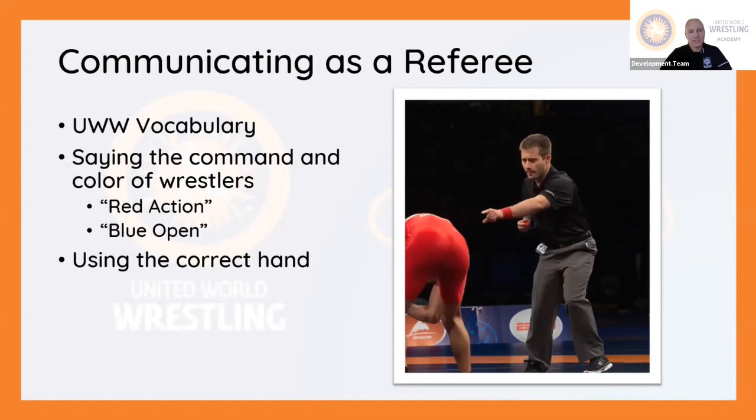Also, another important part is using the correct hand. If you're talking to the red wrestler, you should be using your red hand. For example, I'm taking a look at a picture here of Sam Julian, and I'm not sure what Sam is saying, but I know he's talking to red. That's such an integral part of this process, because not everybody in the competition venue will be able to know what you're saying to the wrestler, but they all know who you're talking to based on your use of the correct hand. So make sure that you do that.